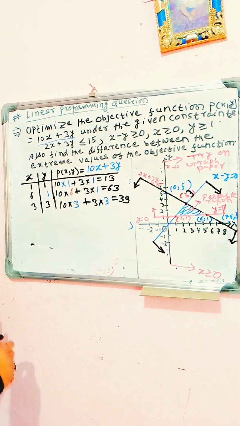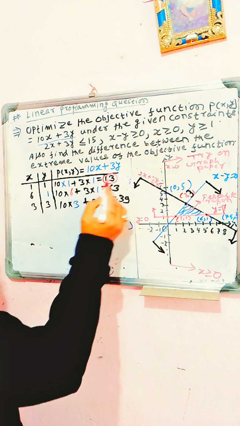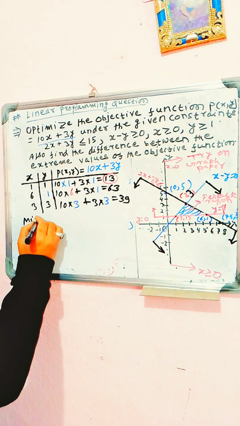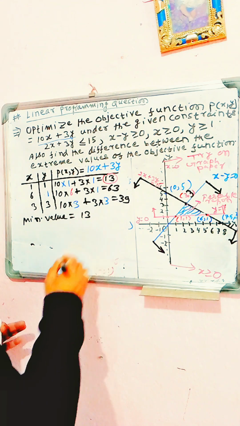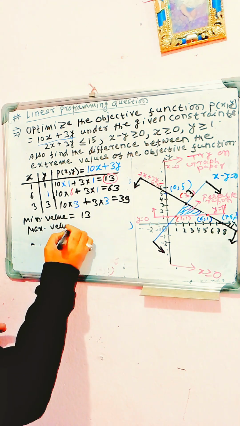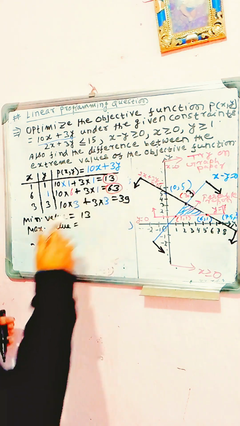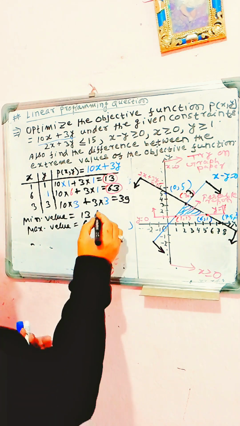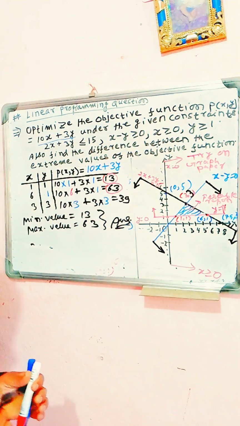Among these values, we can see that 13 is the minimum, so you can write the minimum value as 13. You also have to find the maximum value, and among all these values 63 is the maximum, so you can write 63. So we have answered the first part of this question.